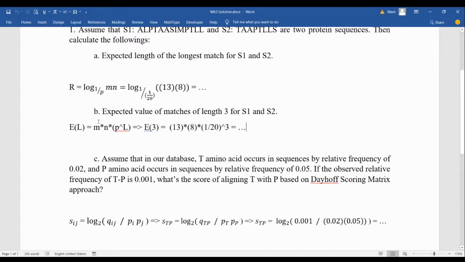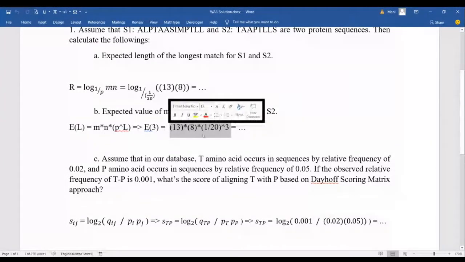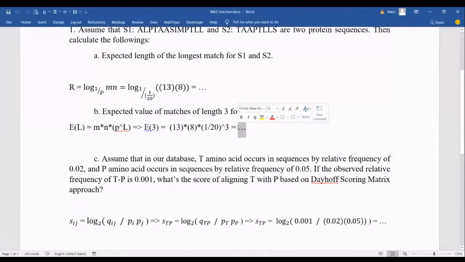Okay, so the next thing to do is just assigning values to the variables. So m, n, the other side we talked about, exactly the same, 13 multiplying 8. And p is exactly the same probability that we talked about, 1 over 20. And the length that we are looking for, the matches of length 3, we can power it by 3, and we find finally the expected value by these multiplications. And please don't forget to write the final answer.